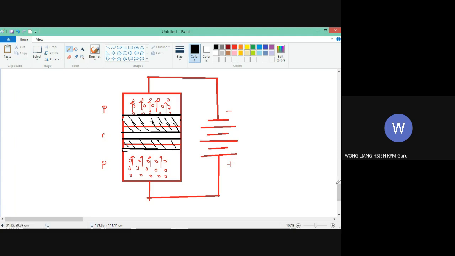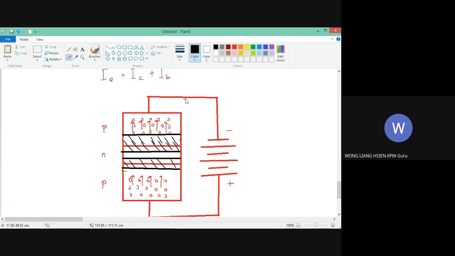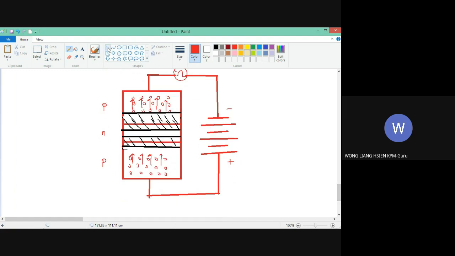So if like that, same like just now, if we connect the bulb here, can it light up or not? Cannot light up because the electron cannot pass through. Oh, sorry, the hole cannot pass through, so no current. So how to turn on the transistor? Same like just now, we connect another power source here.